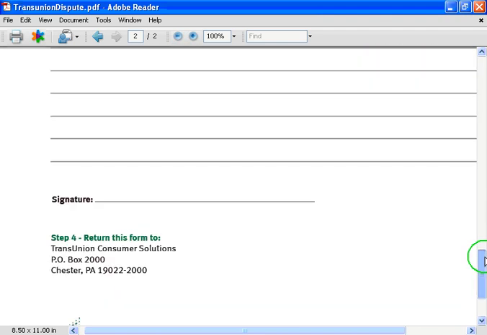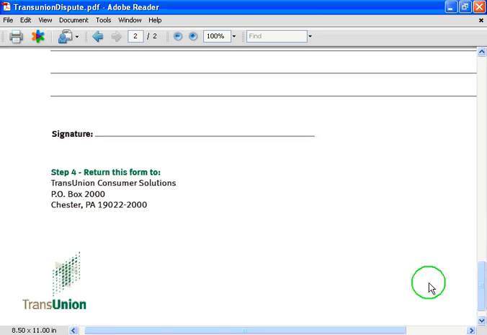Now again, this is for TransUnion. You can sign there and return this form to TransUnion Consumer Solutions, and their address is as follows. Make sure you keep a copy of this for your records so you know when you sent it, and you should receive something in the mail probably within a month or a month and a half.